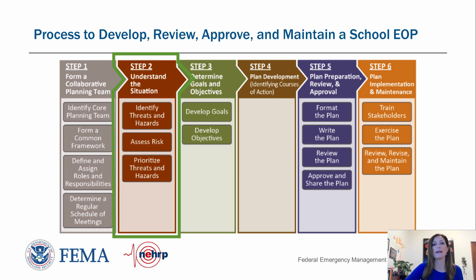Step 2 is to understand the situation. And so this is where the assessment comes in. It's really important to identify the different threats as well as hazards that a school might face. We learned during the recent COVID-19 pandemic that sometimes even schools with great plans for things like active shooter events or natural hazards hadn't planned for a large-scale pandemic that would cause rapid school closures.